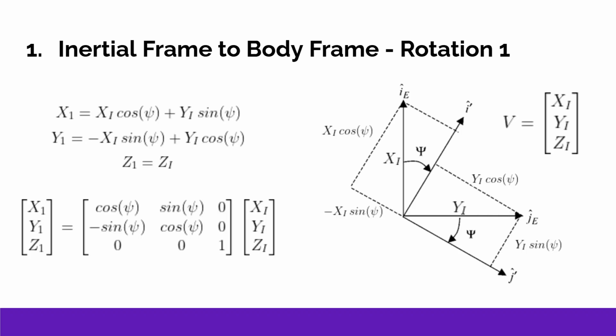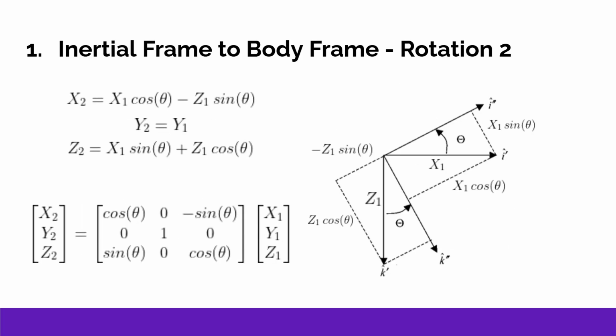So now we have enough to construct our first rotation matrix, and we can multiply it by our vector v expressed in the inertial frame, and that is materialized by x_I, y_I, and z_I, and that will yield the new components of the same vector in the first intermediate frame, and that is x_1, y_1, and z_1. On to the second rotation.